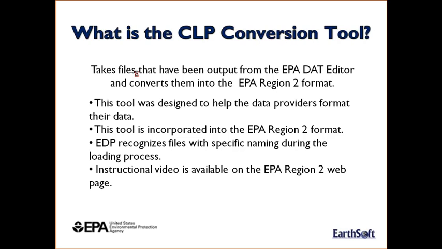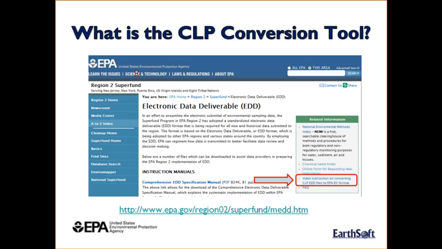So again, this tool was developed for the data providers. This is not something that EPA Region 2 themselves run, because when they get the data, it has to be a complete package without errors. And the result of the data coming out of the DAT editor does not create a complete package without errors. Okay, if you need some additional information on how to use this conversion tool, there's an instructional video. And there's a link I'm putting up there 50 million times, and there's the area where you can download the video.